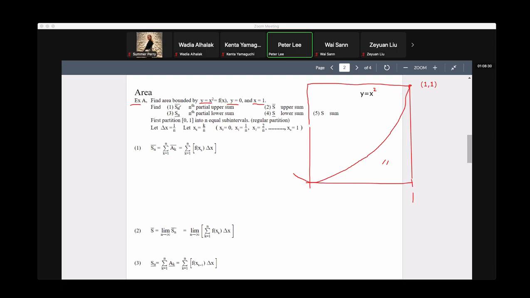We will find f sub n bar, which I call the n partial upper sum. Number 2, f bar, which will be the upper sum. The third item is f sub n underscore, which will be called the n partial lower sum. Number 4, f underscore, will be the lower sum. And number 5 will be the sum, where we say f equals the sum. This will actually be the area in question, so I should have said this is equal to A. At the last step, we will be finding the area. So we will find the area of this in 5 steps.